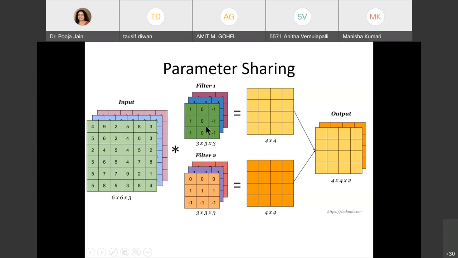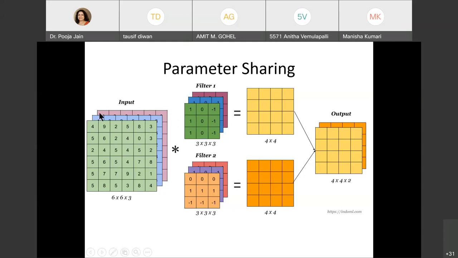Filters are nothing but the weights. These weights are multiplied with this input. How many channels are there in the filter? The number of channels in the filter is equal to the number of channels in the input. There are 3 channels in the input, so the number of channels in the filter is also 3. Now what you will do is take the first channel of the filter and apply it on the first channel of the input. It means that 4 is multiplied with this 1, 9 is multiplied with this 0, 2 is multiplied with this minus 1, this 5 is multiplied by this 1 and so on. After that, we take the second channel of the input and the second channel of the filter, and you perform element wise multiplication. Then you take the third channel of the input.